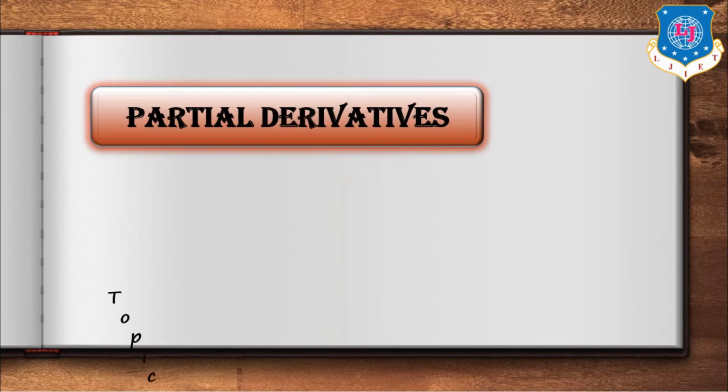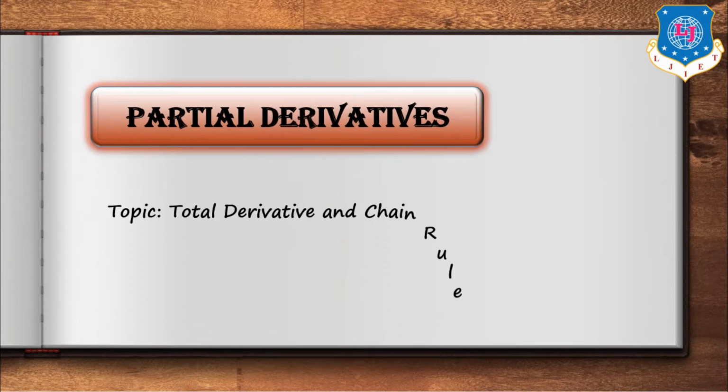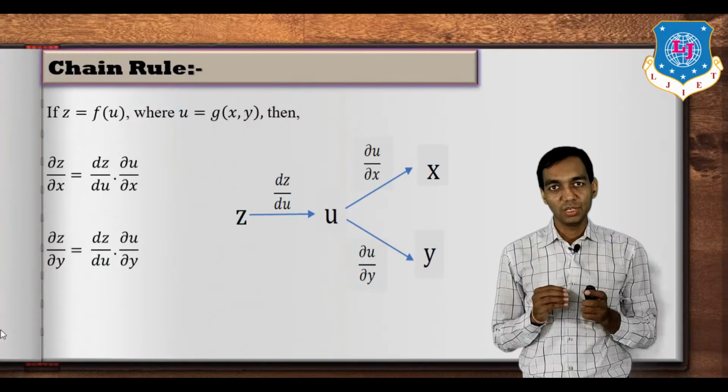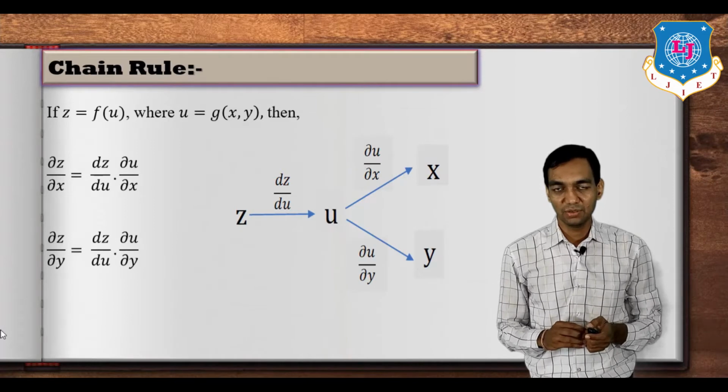Hello friends, up to last session we have seen the basic concept of partial derivatives, higher order partial derivatives, and some typical examples of partial derivatives. Now today we are going to start with the chain rule and total derivative.